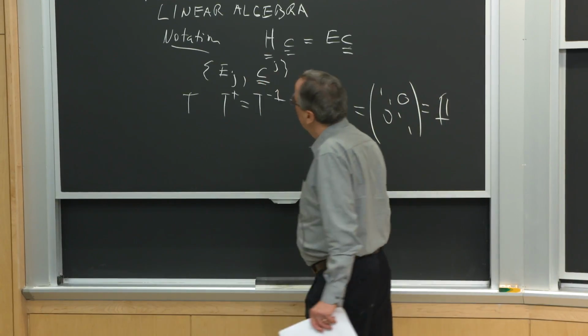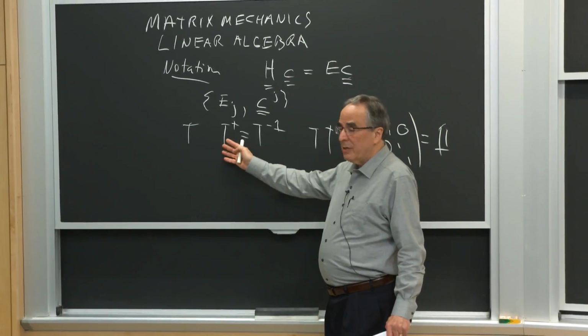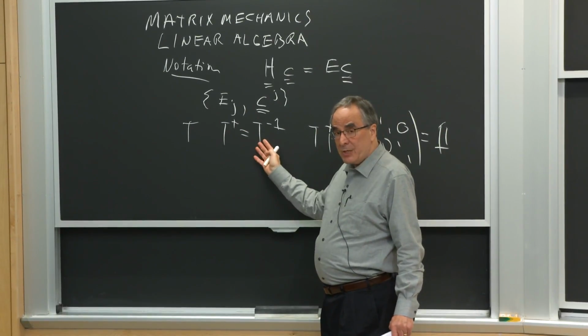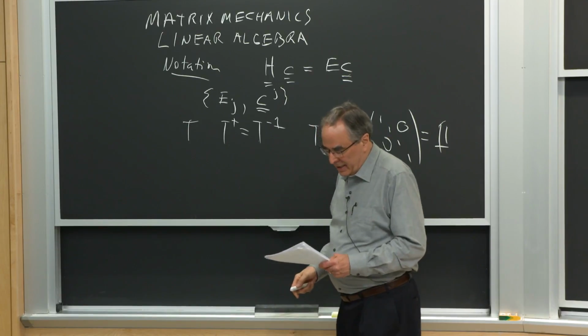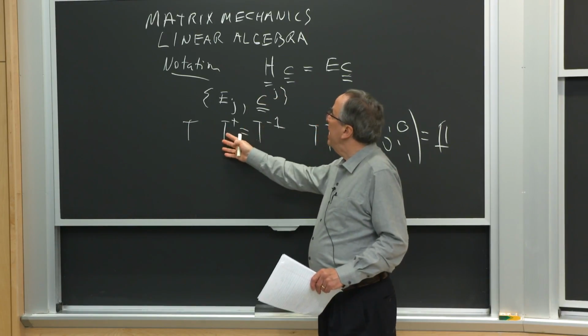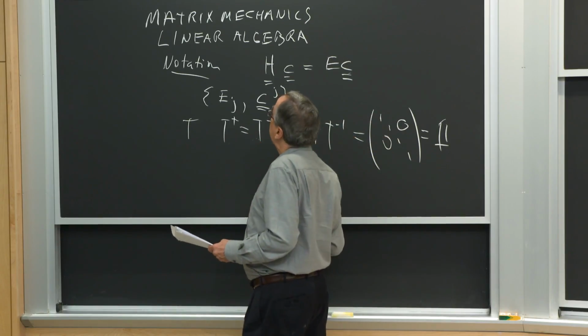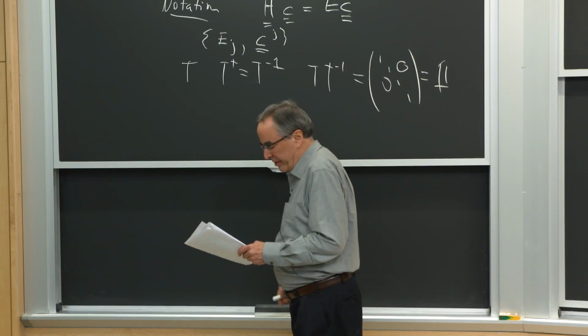And so these unitary transformations have this special convenient property. And we use these T daggers and T's to diagonalize the Hamiltonian. Now this is just a little bit of review.